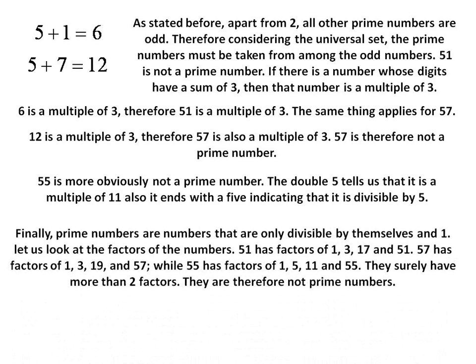So finally, prime numbers are numbers that are only divisible by themselves and 1. Let us look at the factors of the numbers. So 51 has factors of 1, 3, 17, and 51, which is more than itself and 1. And 57 has factors 1, 3, 19, and 57. 55 has factors 1, 5, 11, and 55. They have more than 2 factors. They are therefore not prime numbers.